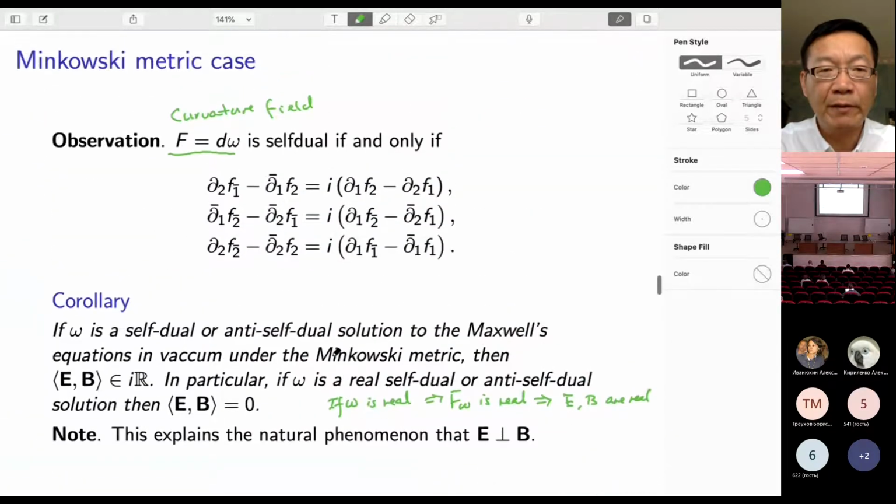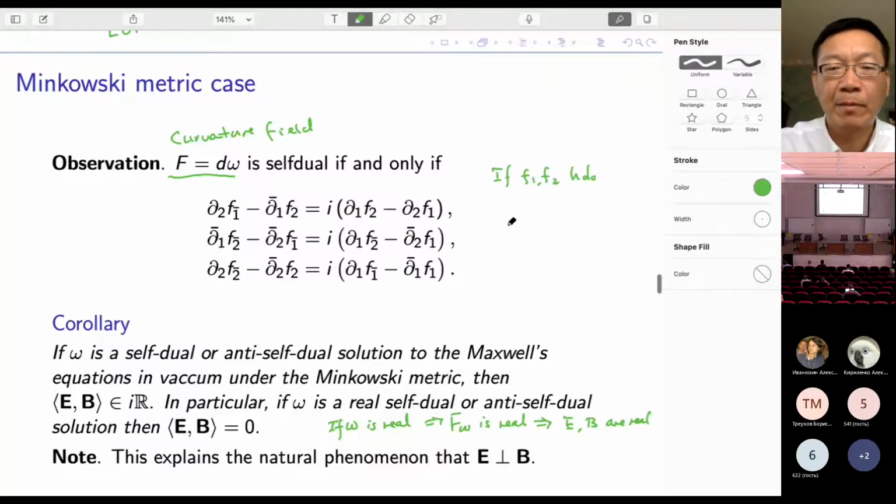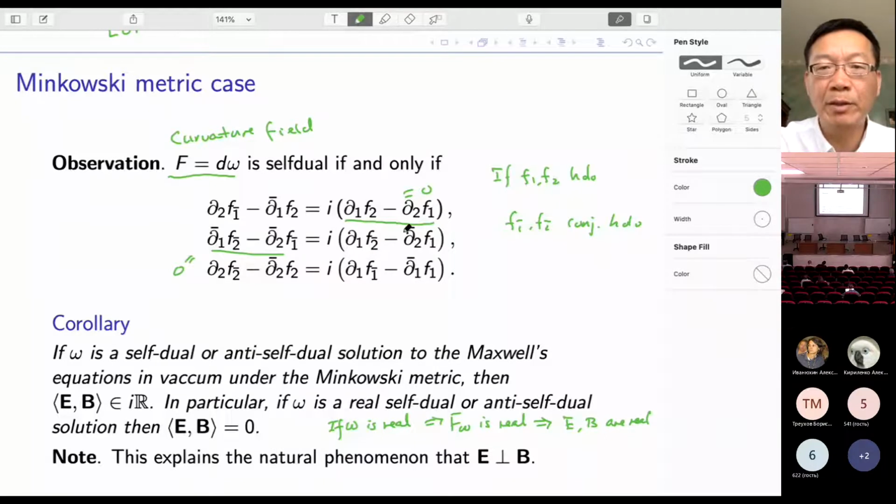Now, regarding holomorphic functions, say F1, F2 are holomorphic, and F1 bar, F2 bar are conjugate holomorphic, then this is 0, this is 0, and this part is 0, this part is 0. So that means this part should be 0. And this part should be 0. Okay, and this actually becomes one equation if you let this be F1 bar and this be F2 bar.